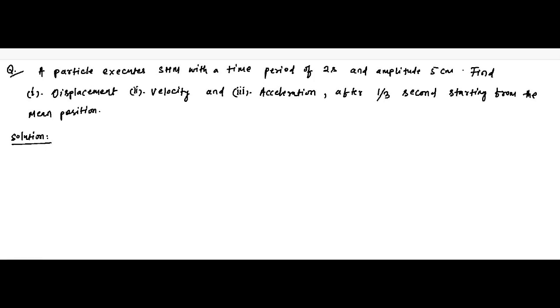So here is another question on simple harmonic motion. It is given that a particle executes simple harmonic motion with a time period of 2 seconds and amplitude 5 centimeter. Find the displacement, velocity and acceleration after 1 by 3 second starting from the mean position.